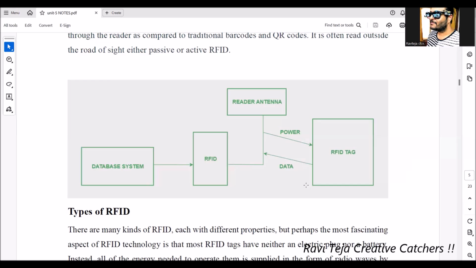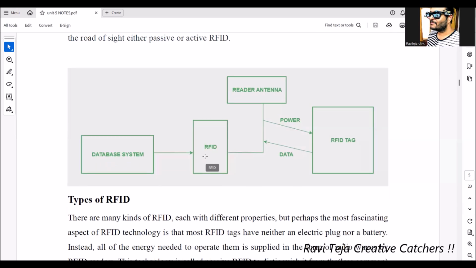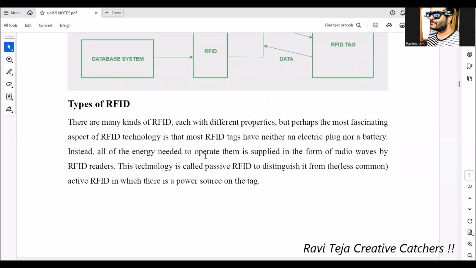Whatever data is taken by the RFID reader is then stored into a database system, or vice versa. This is the general basic idea of RFID technology, which contains an RFID tag and an RFID reader, and this reader can be attached to a microcontroller or a database system in order to store or retrieve the data.